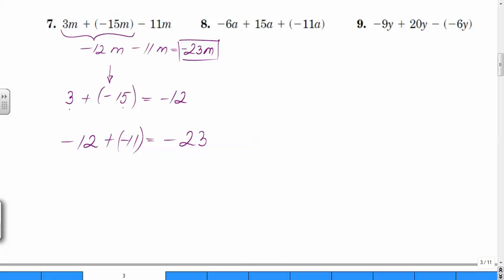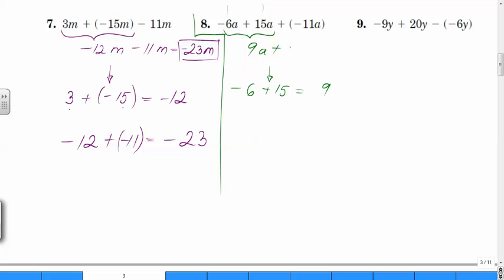Let's do the next one. Number 8. Negative 6a plus 15a. What do we have? Well, here we have the addition of two integers with different signs, right? The rule says subtract the smallest one from the largest one. And let's write it separately. I have negative 6 plus 15. Okay? Subtract 6 from 15. That will give you 9. Keep the sign of the largest one, which is positive. So this will equal 9a. Negative 6a plus 15a equals 9a.